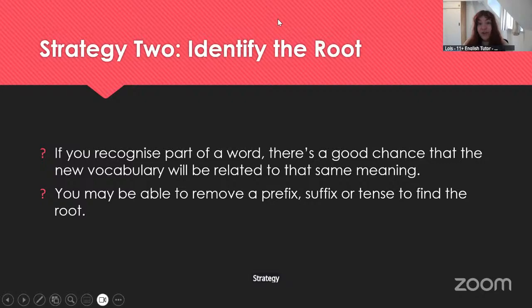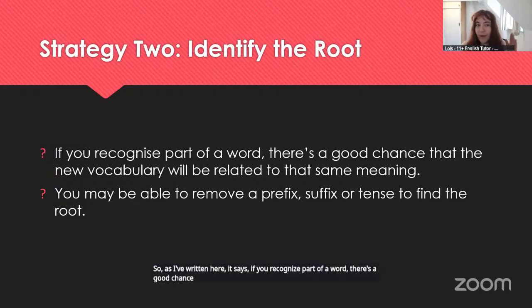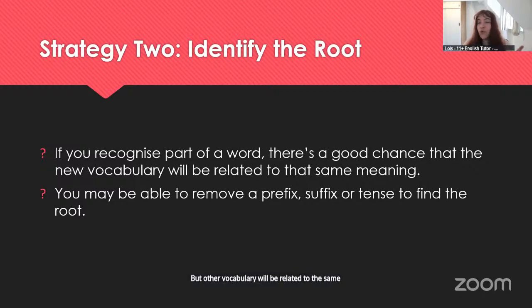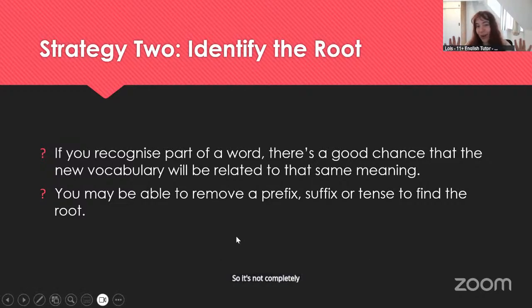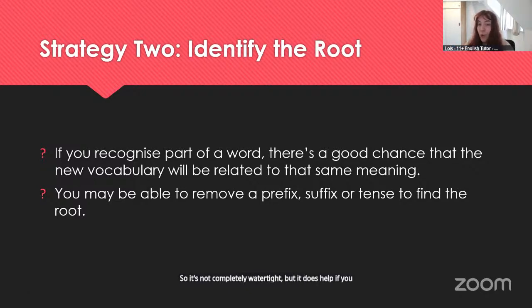Strategy 2, identifying the root. So we've just been talking about the strategy of identifying what word type is being used. Very, very handy. Second strategy, identify the root. And this means, can you recognize if there's another word family to which this word belongs? As I've written here, if you recognize part of a word, there's a good chance that other vocabulary will be related to the same meaning. Now, this is not foolproof. This doesn't always work. There are some words which have a root that is not related to the word. So it's not completely watertight, but it does help if you're not sure at all.